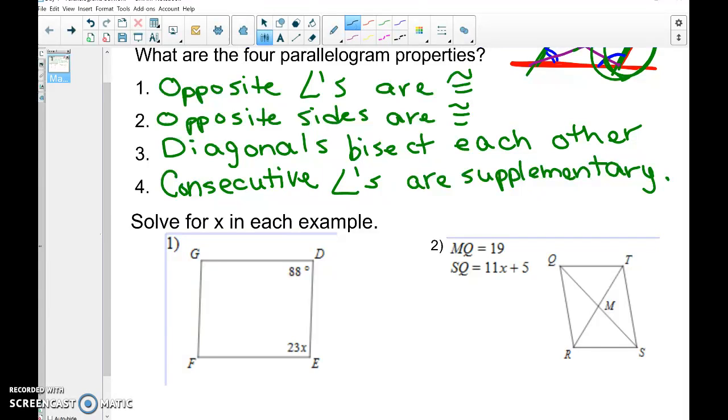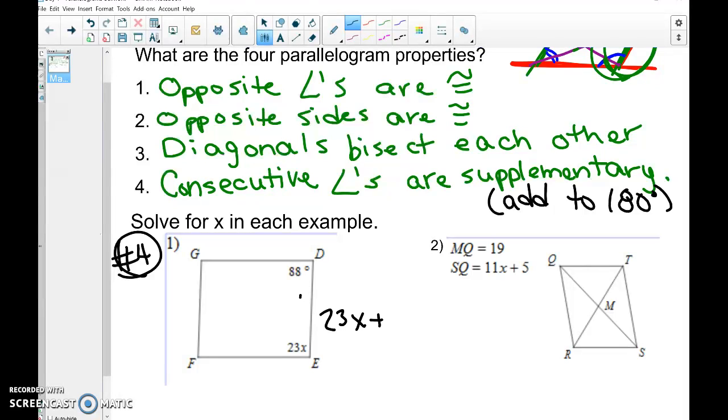Now, number 1, look at what we've got there. We've got 88 and 23x. Those are angles, so let's look at our angle properties. We know that opposite angles are congruent, consecutive angles are supplementary, which again means they add to 180. Are these diagonal from each other, or are they on the same line? They're on the same line, which means they're consecutive. So this is property number 4 that we're looking at. If they're consecutive, they have to add up to 180 degrees. That means 23x added with 88 has to equal 180.